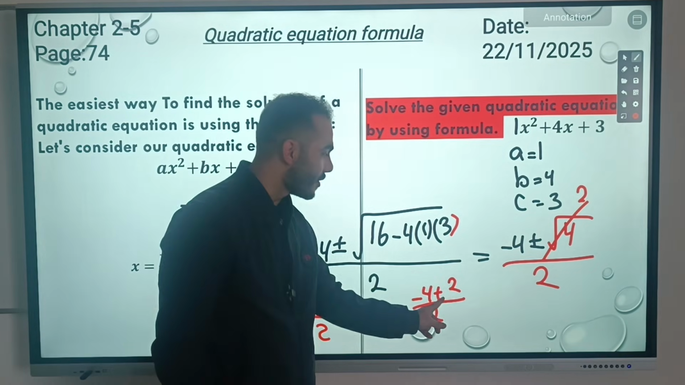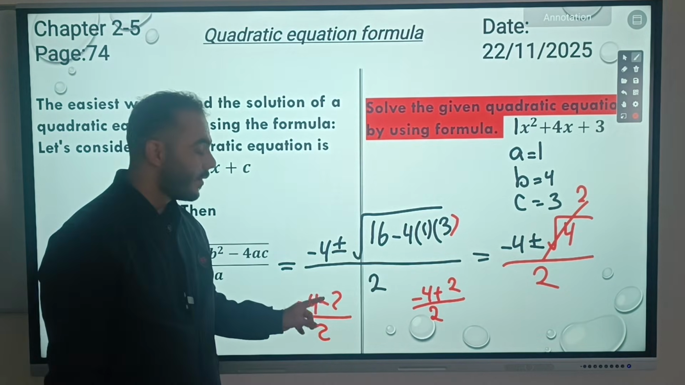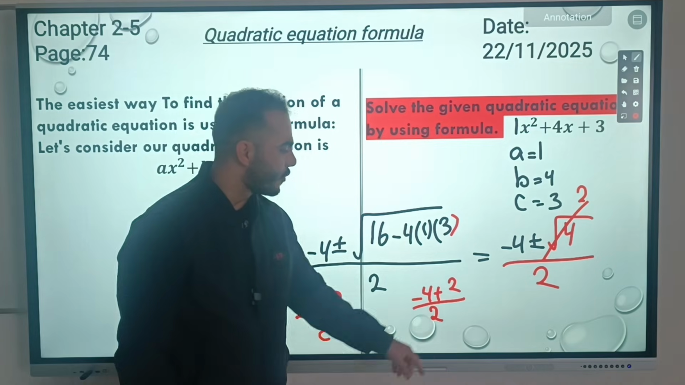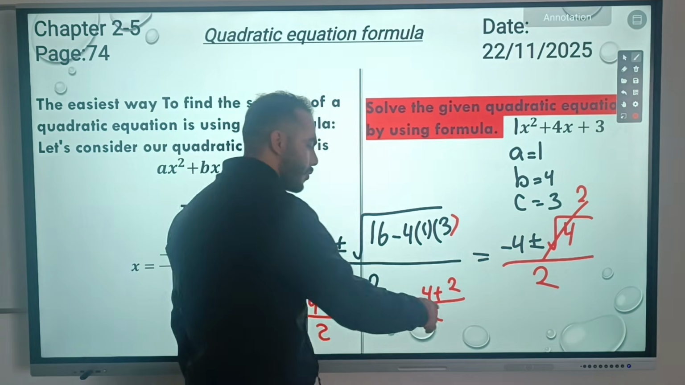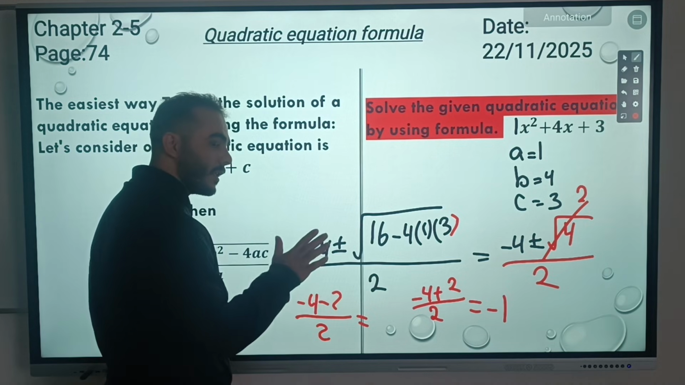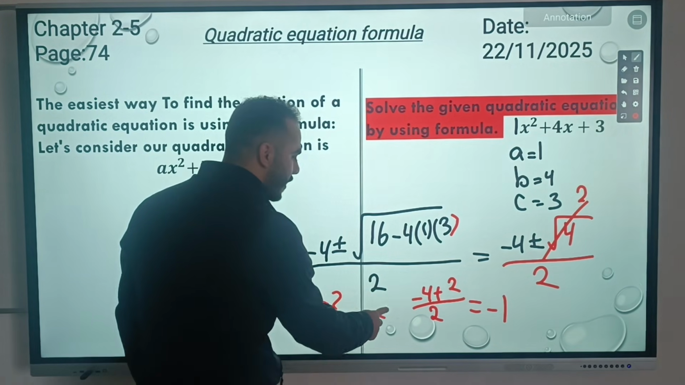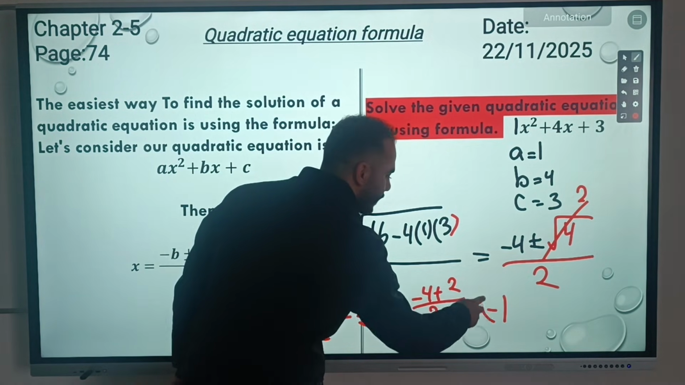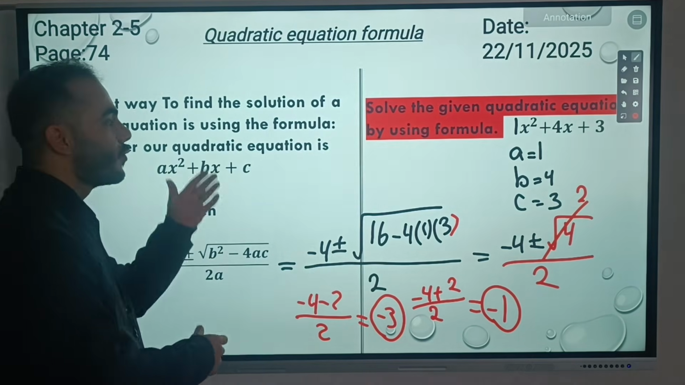Once we will go with the positive sign, and the other time we will go with the negative sign. So negative 4 plus 2, it's negative 2, over 2, it's equal to negative 1. And here, negative 4 minus 2, negative 6, divided by 2, it's negative 3. So these are the solutions of this quadratic function.